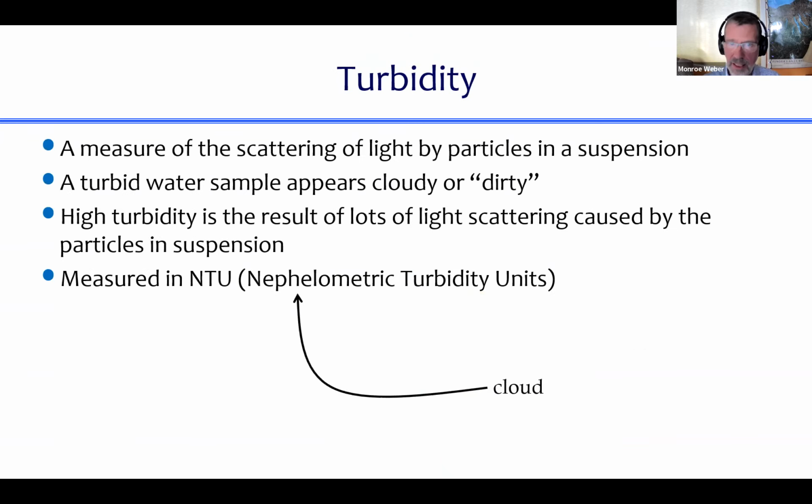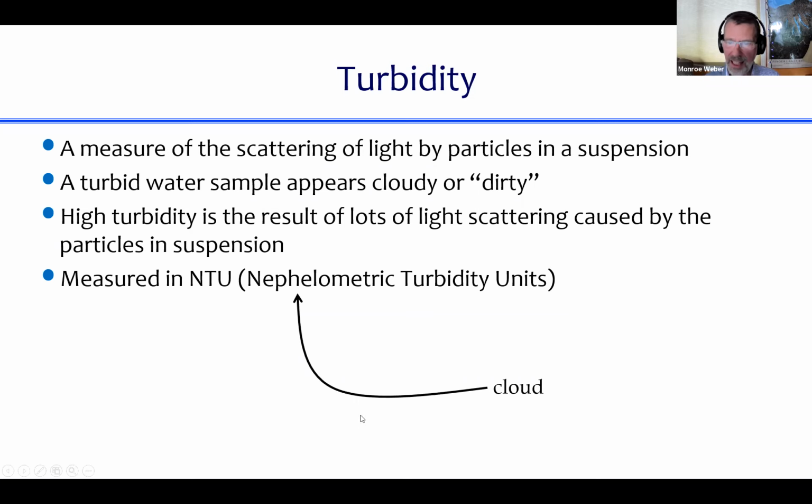So what's turbidity? Turbidity is a measure of the scattering of light by particles in a suspension. So when it's raining or when it's foggy and you can't see very far, you say it's cloudy. Same thing of looking at a suspension of particles in water, it looks cloudy. You can't see into it very far because the light is being reflected or refracted. And we call that dirty, which I like the use of that word. Like, yeah, it's dirty and it's not good. We would like to get that cleaned up.